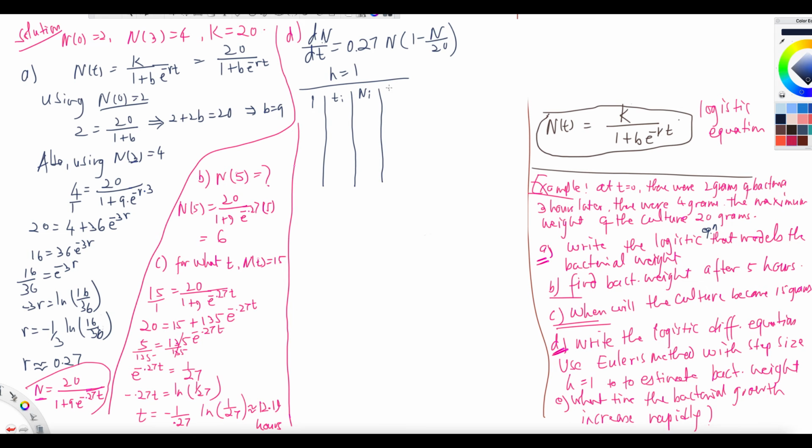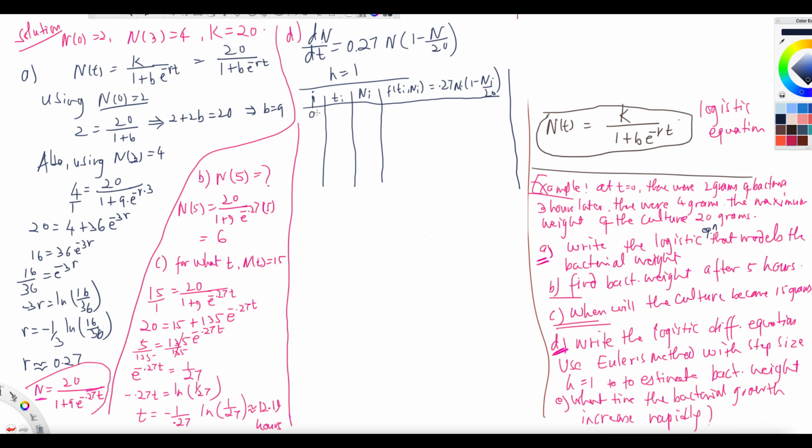Okay, and then this is the function, right? This is a function of ti comma ni. This is given as 0.27 n, times 1 minus ni over 20. That's what you will do. Okay, guys, so for i, this is i. So for i equals 0, what is given?